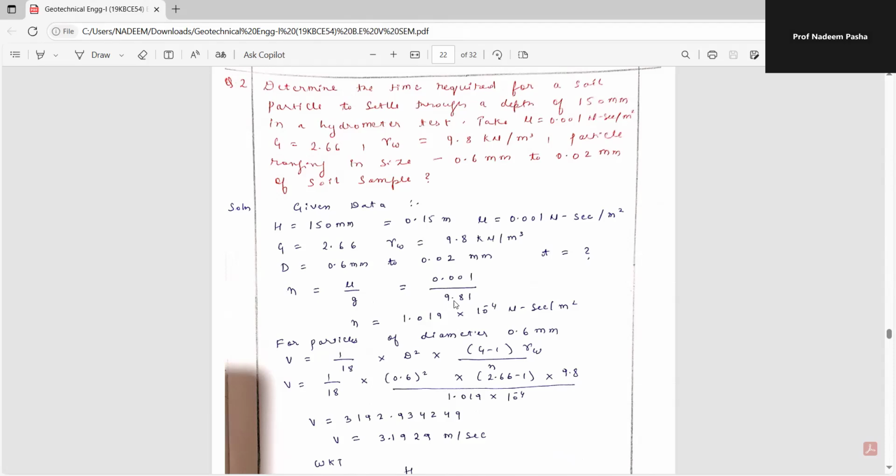N is equal to mu by g. Mu is 0.001, g is 9.81. So N comes out to be 1.019 into 10 to the power minus 4 Newton second per meter square.